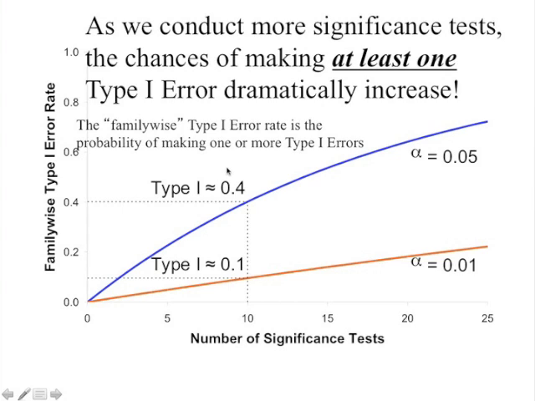So here, when we conduct more significant tests, the chance of making at least one type 1 error increases. Here we can see this is for 0.05. As we increase the number of tests, we can see the magnitude of the increase in the type 1 error, and here is the number of tests that we might have done. So it's very clear right now. As we increase the number of tests, our probability of type 1 error will also increase.